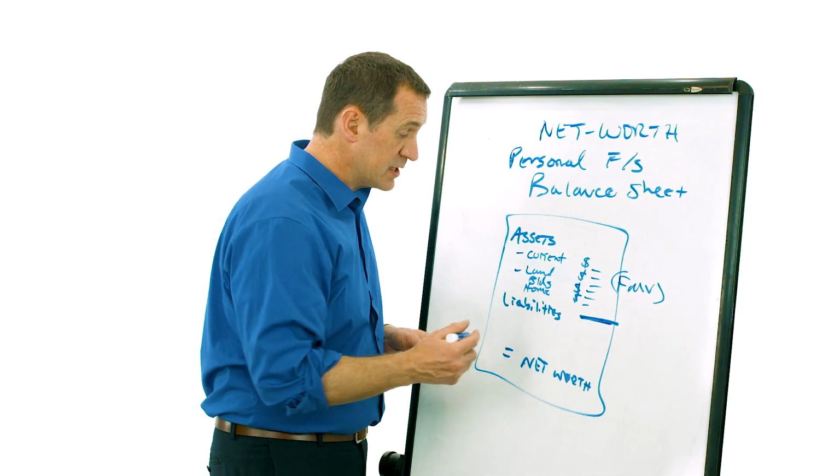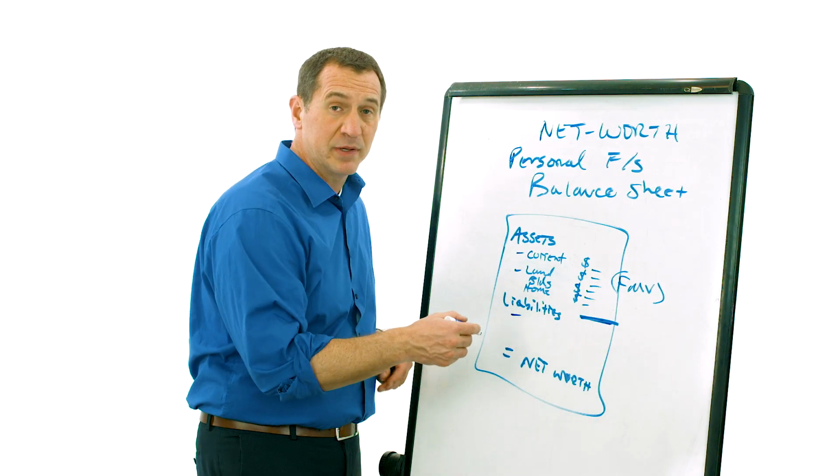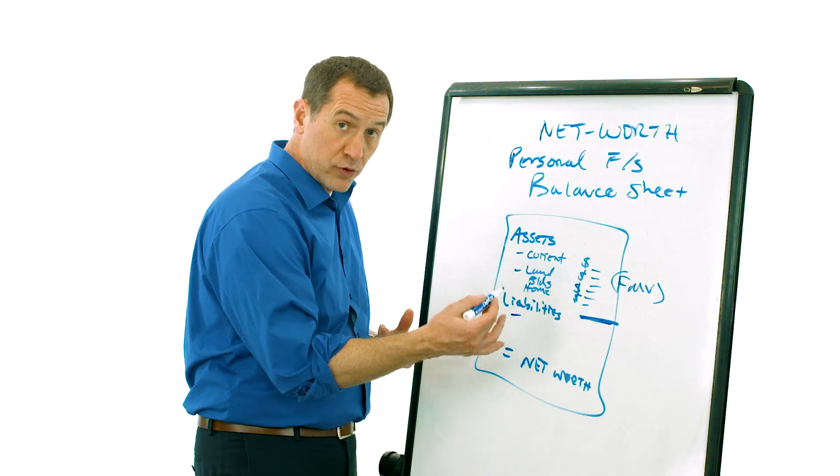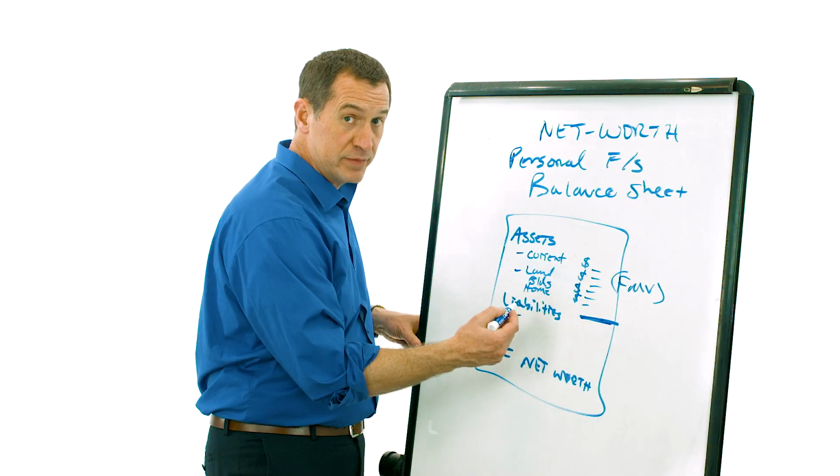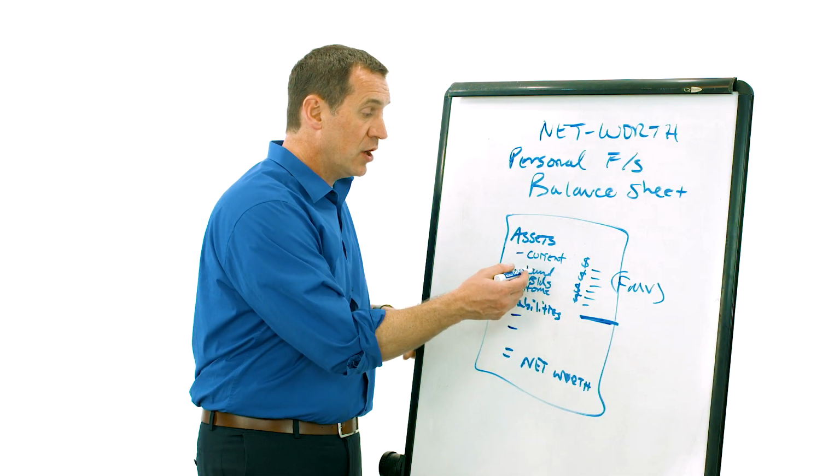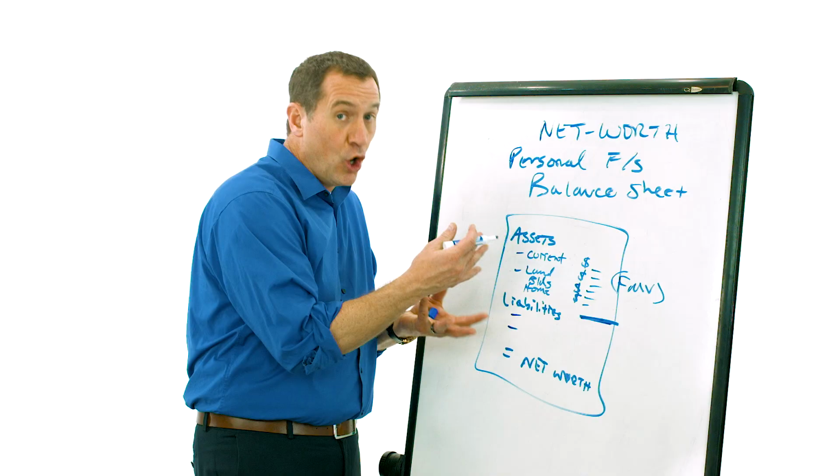Next, the same thing applies for your liabilities. You're going to look at current liabilities like credit card debt, auto loans, things like that, and then long-term debt, which might be mortgages on the land or home that you own.